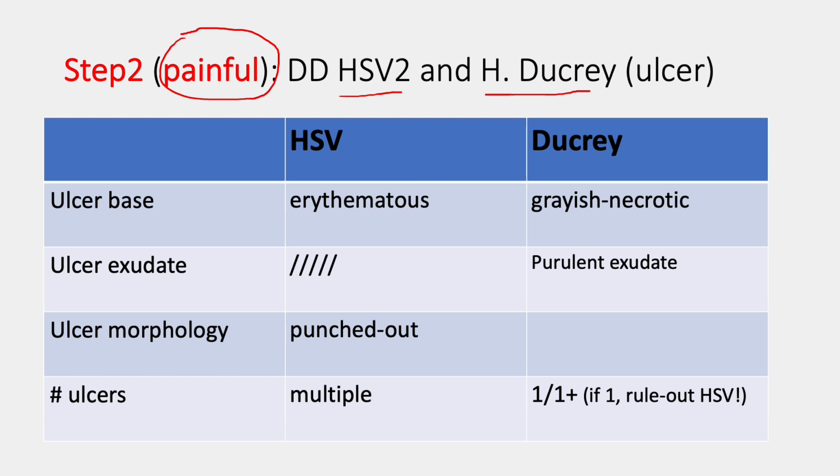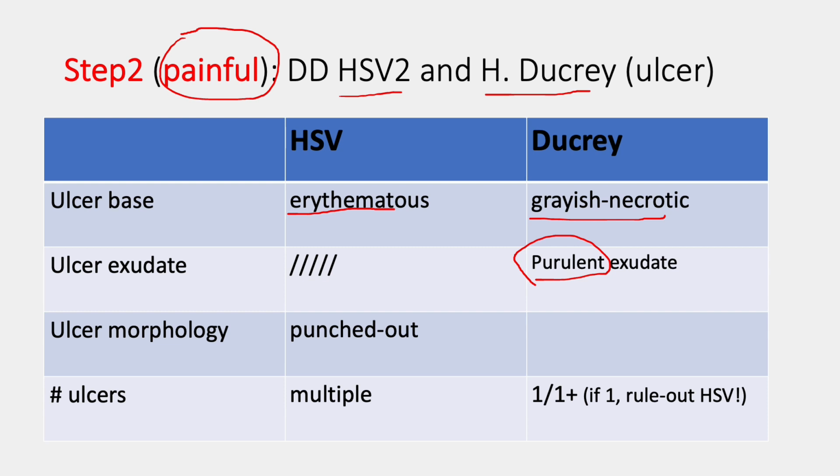So for HSV and ducreyi, the differential is based on the characteristics of the ulcer. So the ulcer base, the exudate, the morphology, and the number of ulcers that you will read in the question stem will lead you to a certain differential diagnosis instead of another. So in HSV, the ulcer base is erythematous, whereas in ducreyi it is grayish or necrotic, and the ulcer exudate is purulent, and this is really an important buzzword for Haemophilus ducreyi.